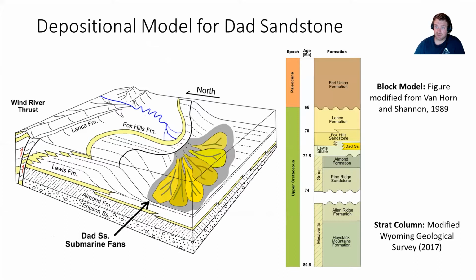So the depositional model for the Lewis Shale, and it's really the Dad Sandstone within the Lewis Shale that we're looking at, is normal, true, deep water turbidites. And so it's a lot different than normal interior seaway type rocks and stratigraphy. The Fox Hills and the Dad Sandstone are time equivalent, and this is all above the Almond Formation.